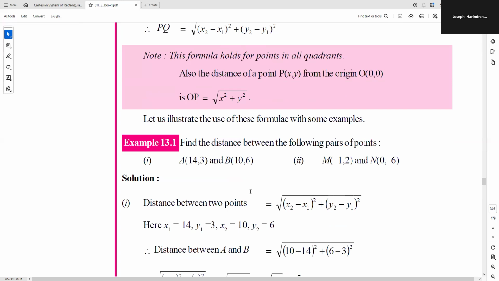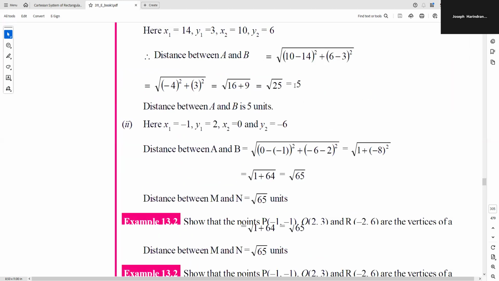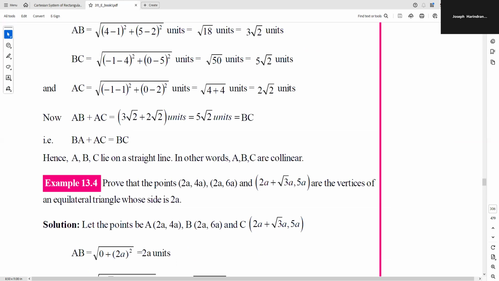If you take the distance of a point from the origin, then it is square root of x squared plus y squared, where x and y are the coordinates of the point P, any point P. Now let us move on to the next formula called the section formula.